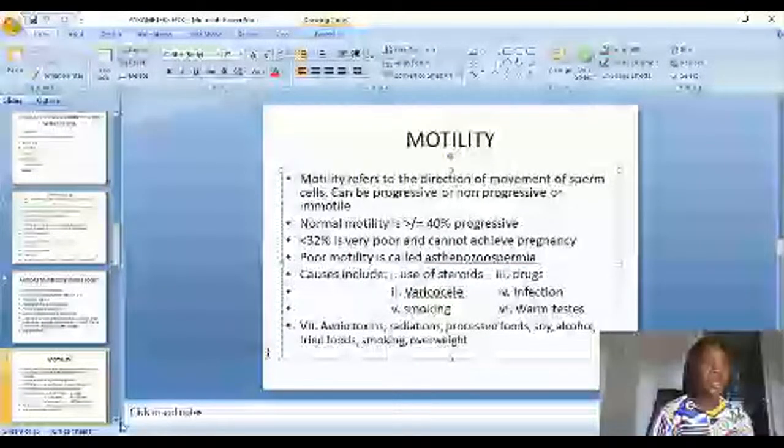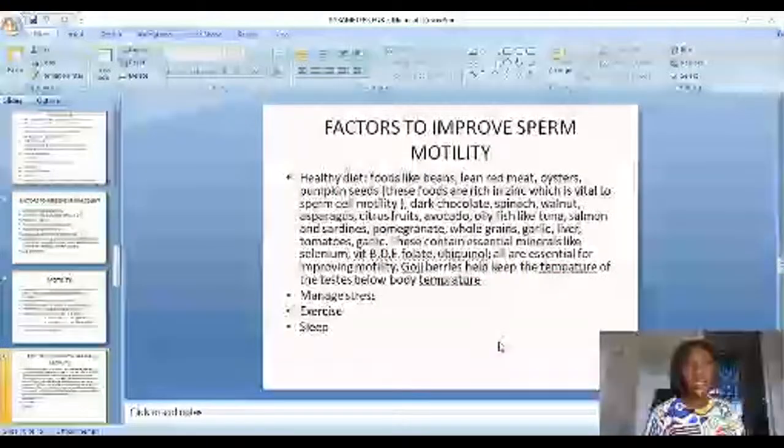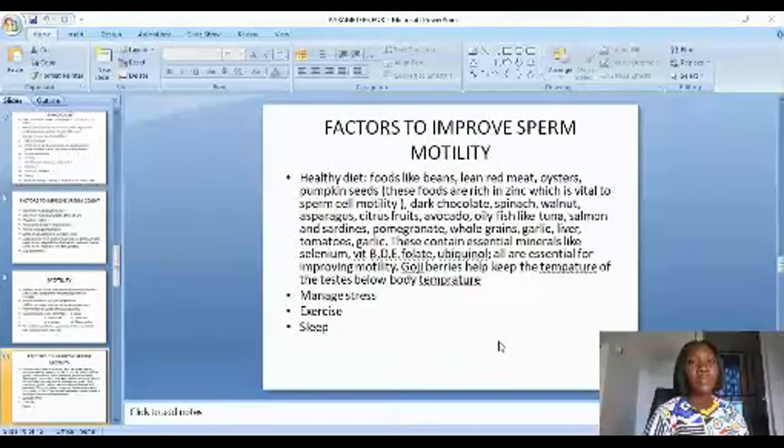How can we improve sperm cell motility? Factors that improve motility: a healthy diet, of course, we cannot overemphasize. Foods like beans, lean red meat, oysters, and pumpkin seeds are rich in zinc. Zinc is an essential vitamin, or mineral as it were, sorry, mineral, for sperm motility.